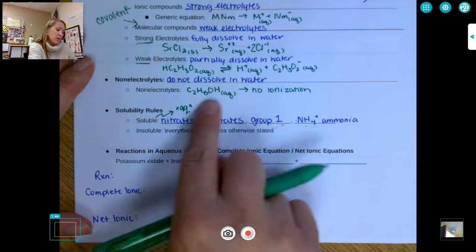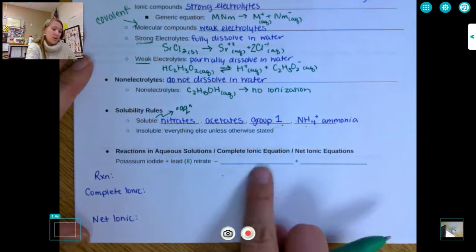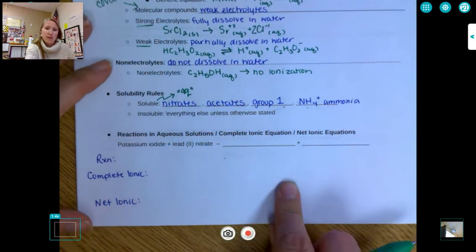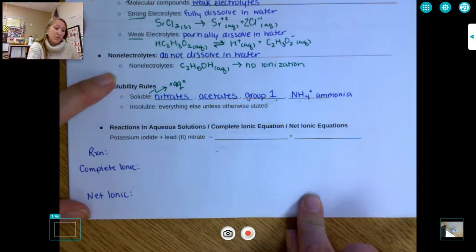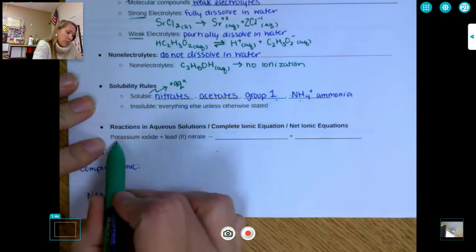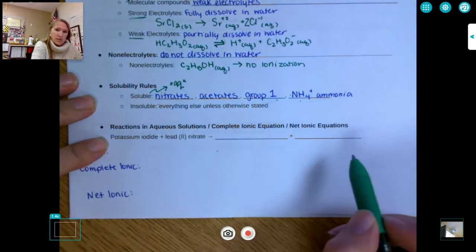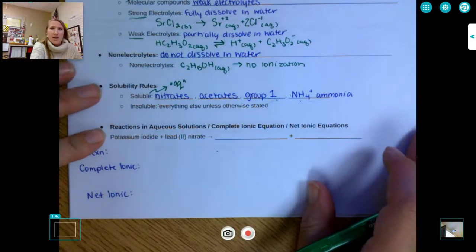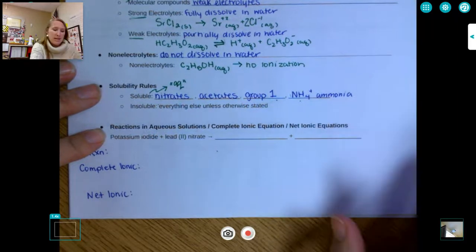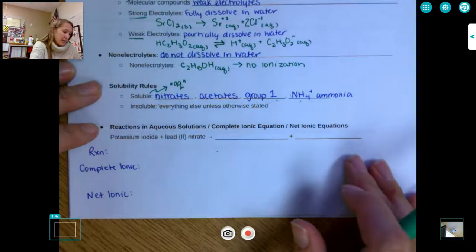The reason we need to know our solubility rules is so we can make predictions about what's going to happen in our reactions, and we can get a better idea of what it's going to look like inside of our beakers. So we're going to look at a double replacement reaction between potassium iodide and lead(II) nitrate. Most of you have done this lab. This is the lead(II) iodide lab. We make that bright yellow precipitate. This is that reaction for context.